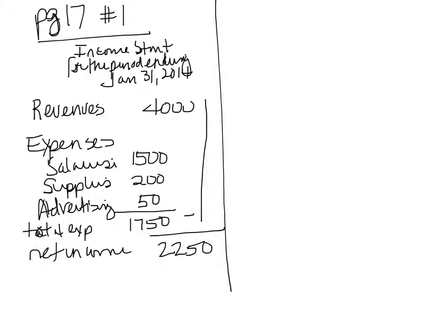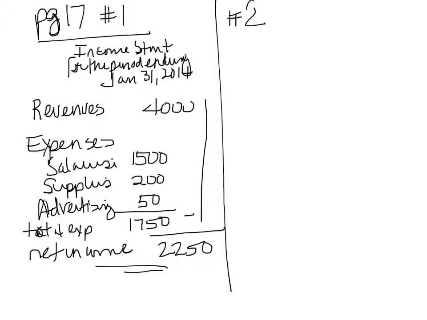2250 is our net income: revenue minus expenses. Before we go on, let's take a pause for a moment here. Let's take a look at number 2 on page 17.